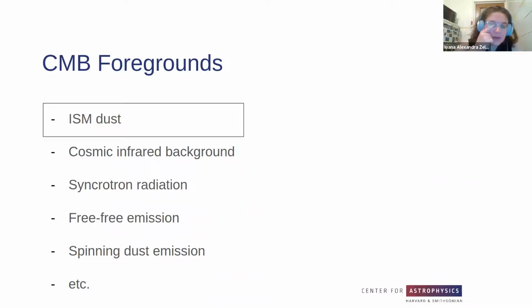And in my research, I focused a lot on the interstellar medium dust, but also studying it in the presence of the other foregrounds as well. I was hoping to be able to ask the question of how impactful the interstellar medium dust will be on the measurement of the Y and mu distortions, and can we remove it properly to be able to measure the distortions?